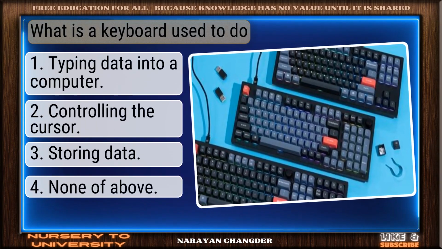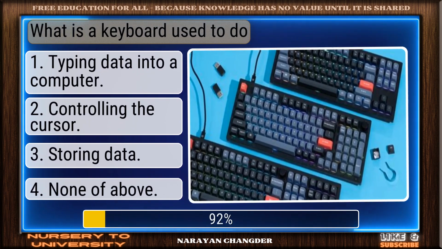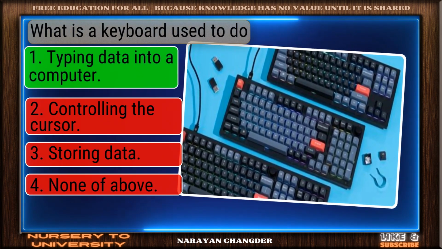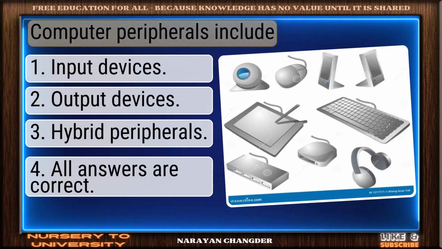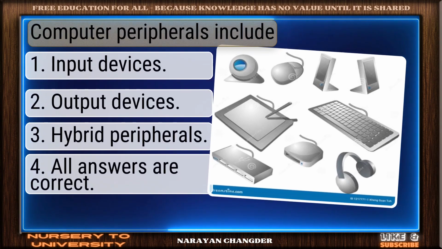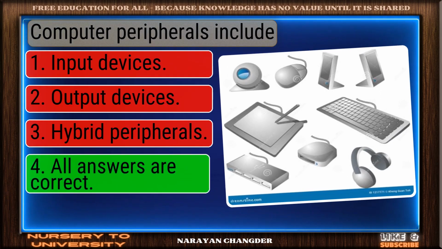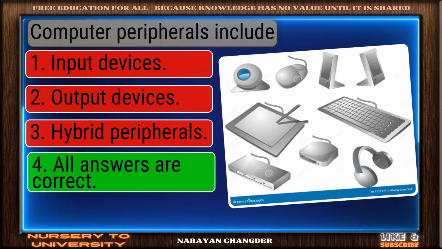Question number 53. What is a keyboard used to do? Nicely done. Typing data into a computer is a solid answer. Question number 54. Computer peripherals include. Great thinking. All answers are correct is the right choice.